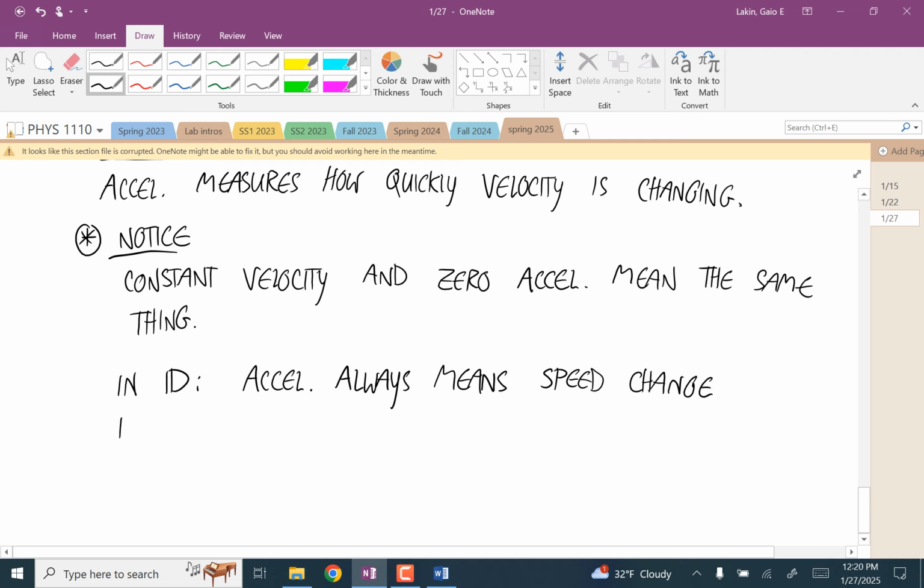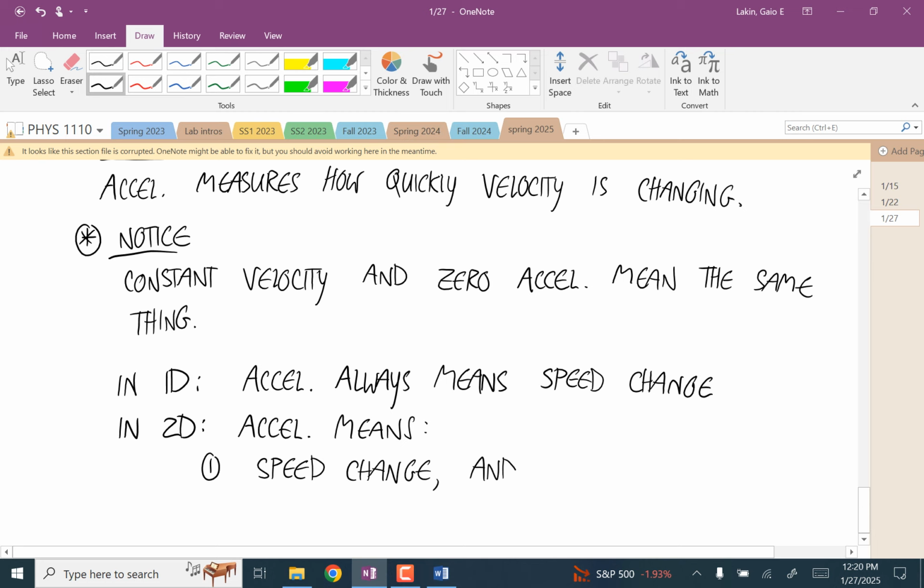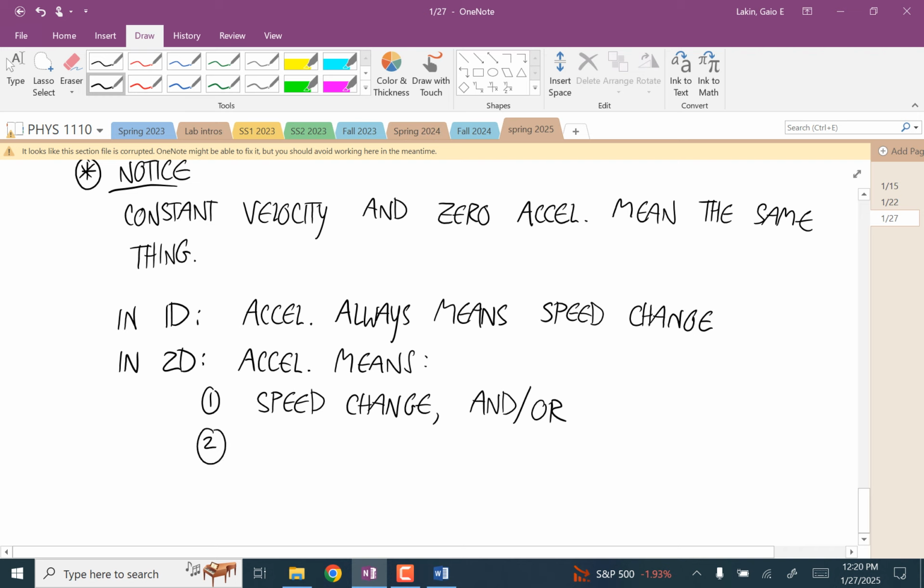In 2D, there's a new thing that doesn't exist in 1D. So acceleration in 2D can mean either one or both of these two things. First, speed change. But in 2D, it also can mean that the object is turning.